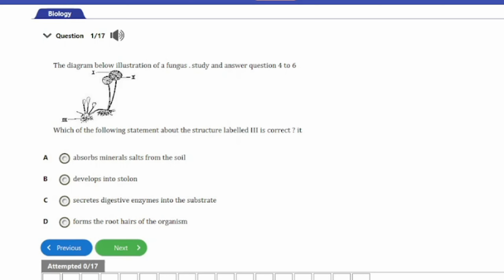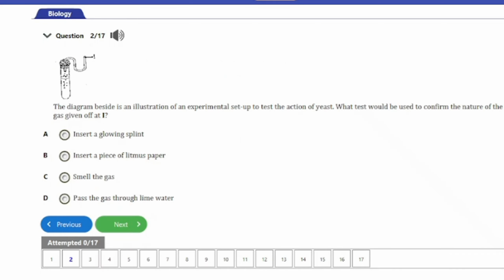So let's go ahead and consider the next question. That's question number 2. It says, the diagram beside is an illustration of an experimental setup to test the action of yeast. What test will be used to confirm the nature of the gas given off at I? We have options A, insert a glowing splint, B, insert a piece of litmus paper, C, smell the gas, D, pass the gas through lime water.